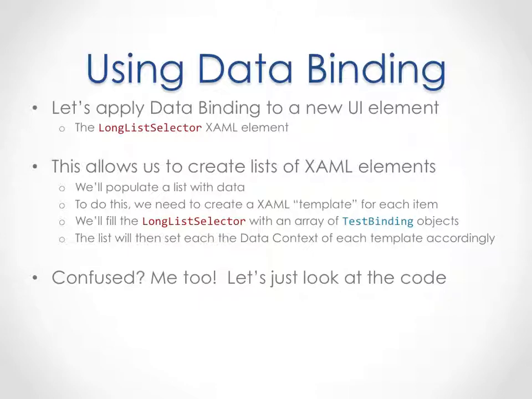And then after we've defined that XAML, we'll create a list of items, each of which has a name and address, and we'll just assign that list to the data context of the parent XAML object. And all of a sudden, boom, we will be able to have a list that's scrollable, you can click on individual elements, all that kind of stuff. So let's dig in.